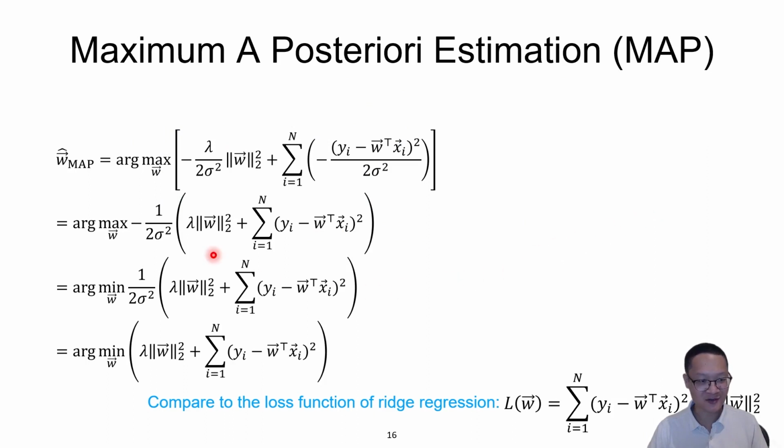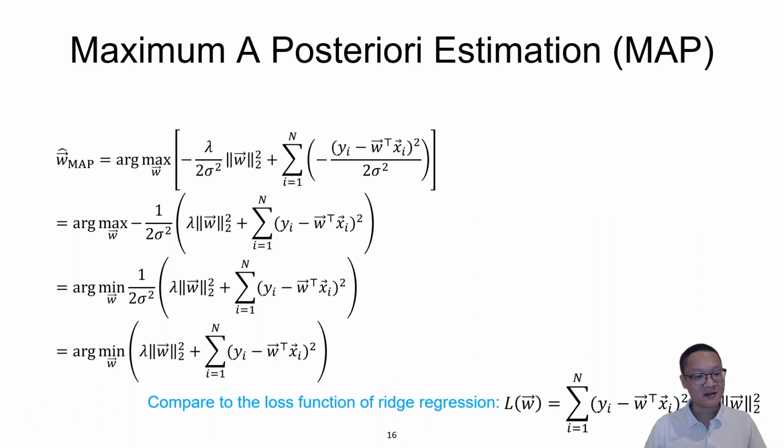Okay, actually, let's just go over this math, finish the math first, right? So argmax of the previous page, kind of factor out the 1 over 2 sigma squared, get rid of the negative, and then it becomes the argmin, and then get rid of this thing, 1 over 2 sigma squared. And then what we get is something that is exactly the same as the loss function in ridge regression.